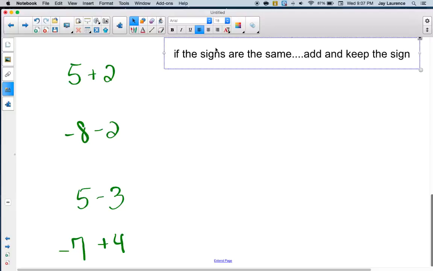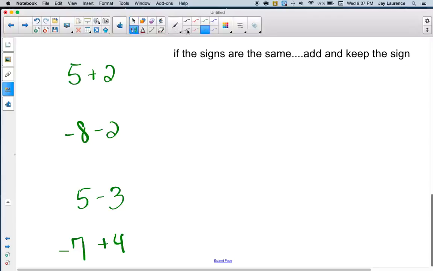So look at 5 plus 2. Are both signs the same? Sure, they're both positive. So I'm just going to add the 5 and 2. 5 plus 2 is 7. What kind of 7? Well, the signs are the same, so I keep the sign. So it's a positive 7. Now take a look at this one here, -8 minus 2. Are the signs the same? Yeah, they're both subtraction. I'm going to add 8 and 2, and I'm going to get 10. And then I keep the sign.